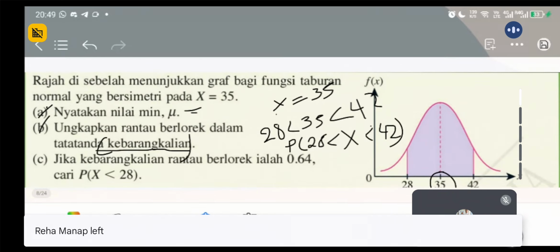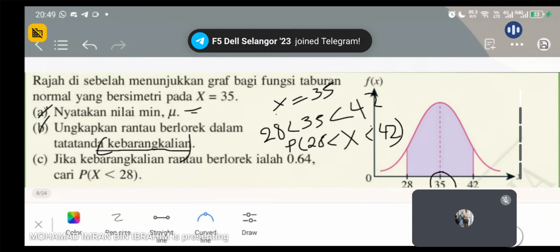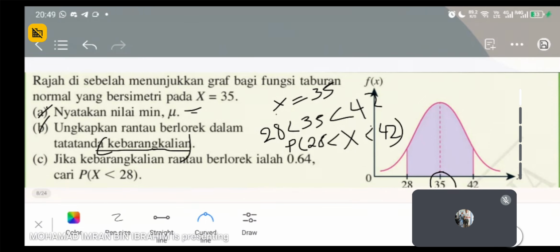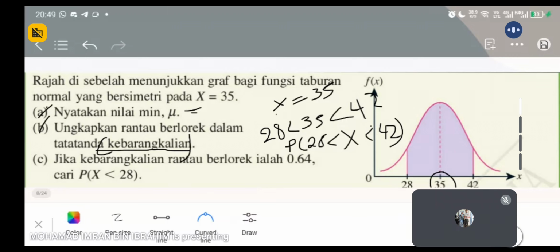Actually, you guys can refer to the example also. This is from your textbook, page 168. You guys can go check. If the probability of the shaded region is 0.664, find P(X less than 28).